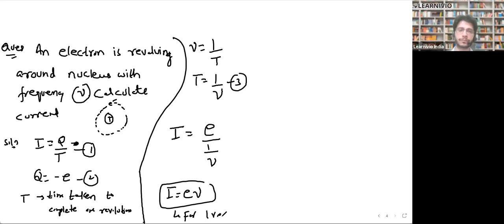Sir, minus, right? Abdullah, usually in the expression of current, we don't write minus sign. Minus sign will just show direction. So if you want, I can substitute. Okay, so it's minus of E nu. This is for one revolution.